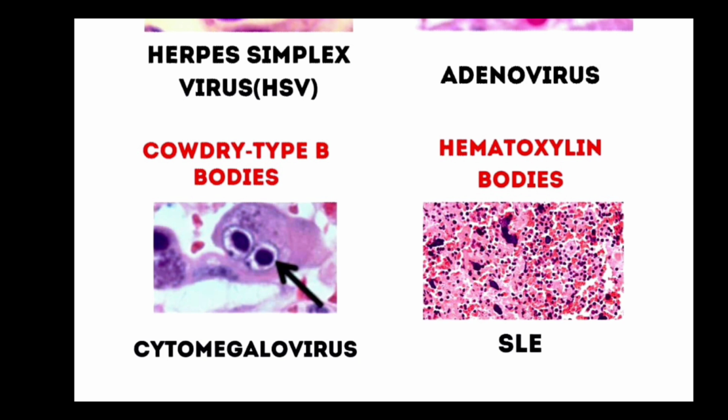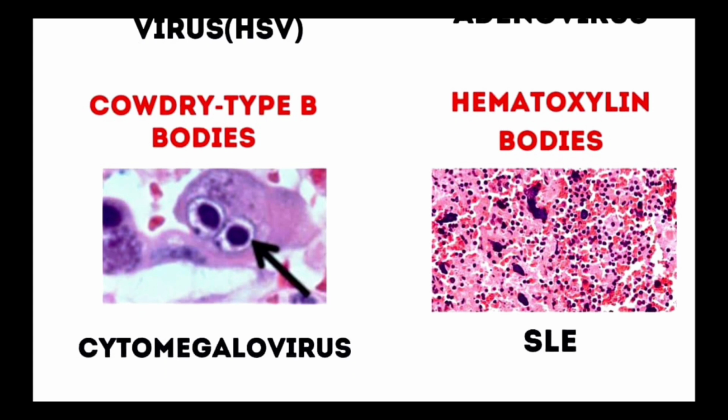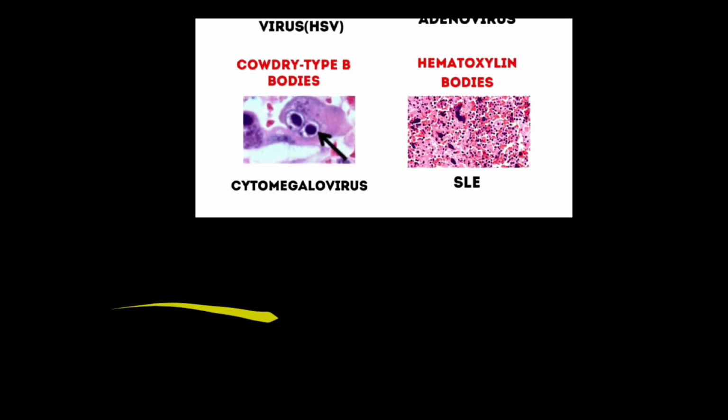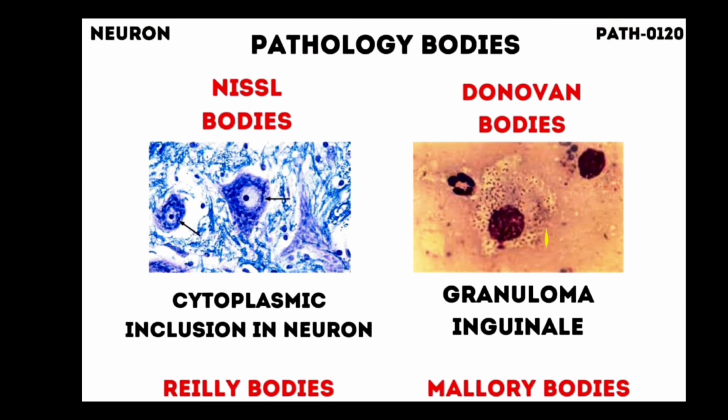Next, hematoxylin bodies. It is seen in systemic lupus erythematosus. SLE, systemic lupus erythematosus. Next, Nissl granules or Nissl bodies. It is almost like a neuron inside the nerve, with the cyton, axon, and the dendrites. In the cyton, we will see Nissl granules or Nissl bodies surrounding the nucleus. Cytoplasmic inclusion in neuron, Nissl bodies.